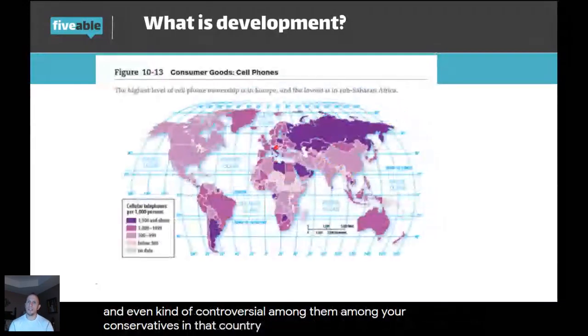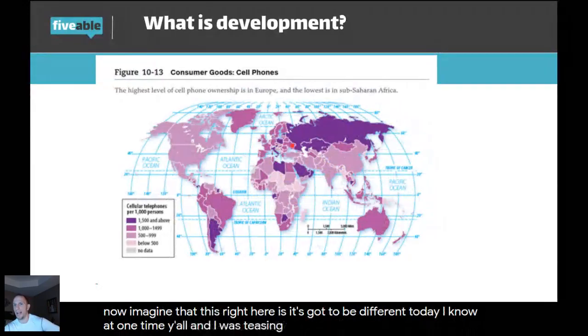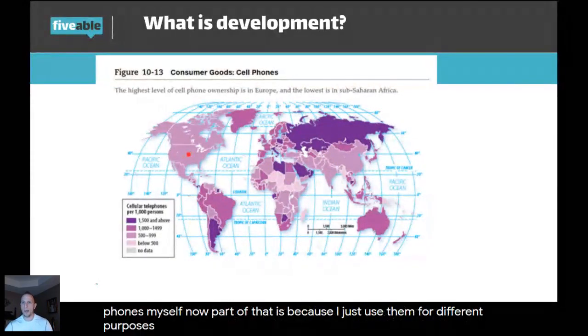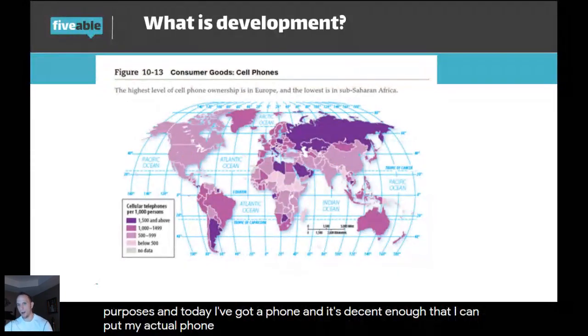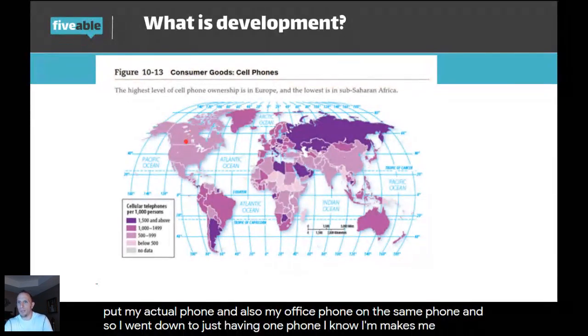Consumer goods, we're looking at cell phones. Now, I imagine that this right here has got to be different today. I know at one time, y'all, when I was teaching this class, I literally had 3 phones myself. Now, part of that is because I just used them for different purposes. And today I've got a phone that's decent enough that I can put my actual phone and also my office phone on the same phone. And so I went down to just having 1 phone. I know, makes me sound really old.